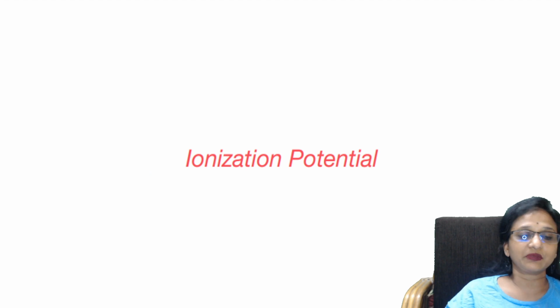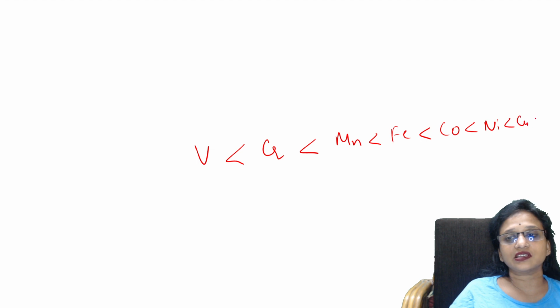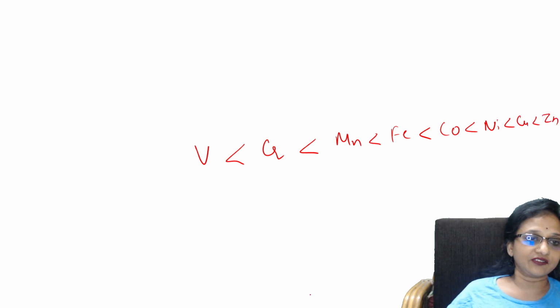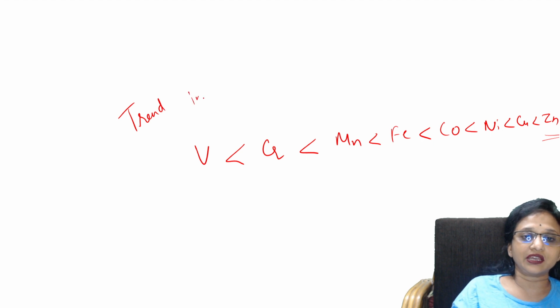Careful. Once again, I'm having this slide. So for the ionization potential, what is the curve? What is the order, students? You should remember vanadium is less than chromium, less than manganese, less than iron, less than cobalt, less than nickel, less than copper, less than zinc. So the reason I have given: zinc has more ionization enthalpy because of paired electrons, and the Z effective. That is the trend for your IP, the trend in ionization potential.